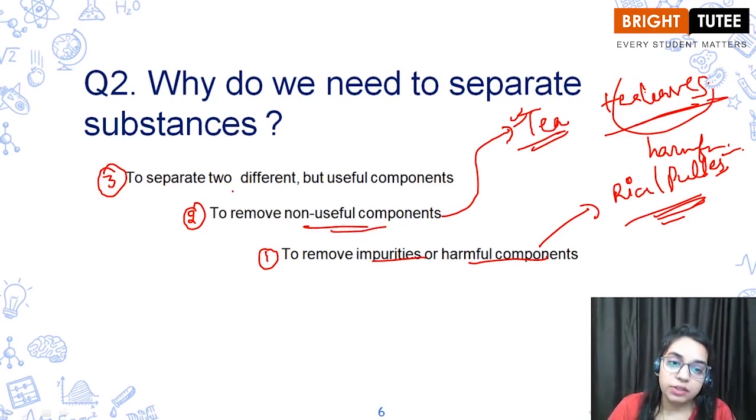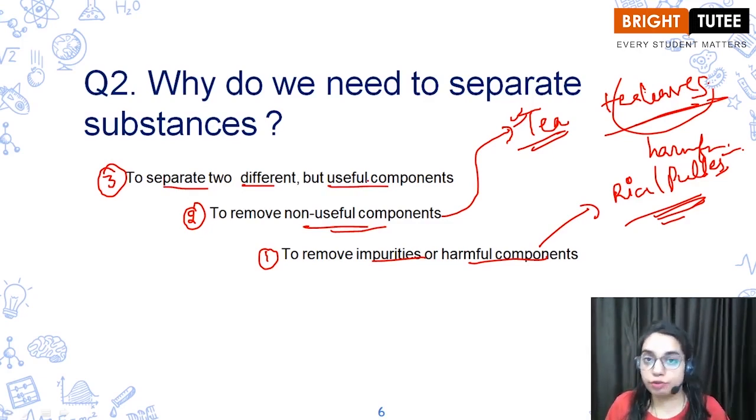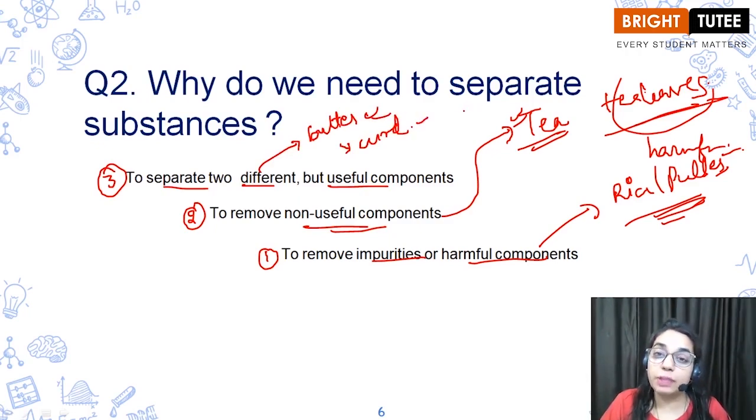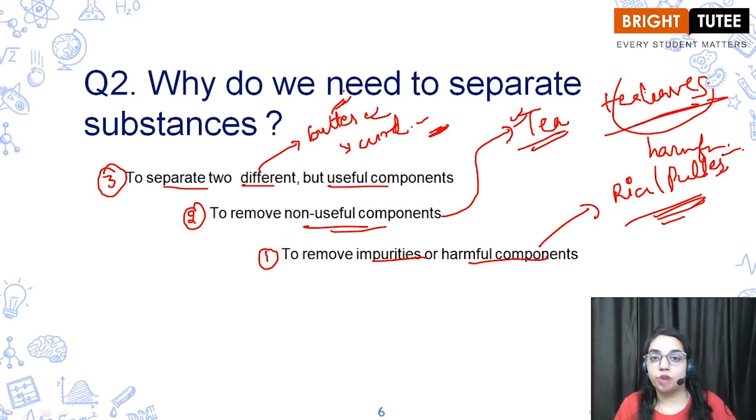Now children, the third point is to separate two different but useful components. Now we are separating two components, but both of these components are useful to us. How? Give me an example. The example can be the separation of butter from curd. So whenever we separate butter from curd, children, we obtain buttermilk, which is left over. And butter is again useful. So you can see buttermilk and butter both are useful components.